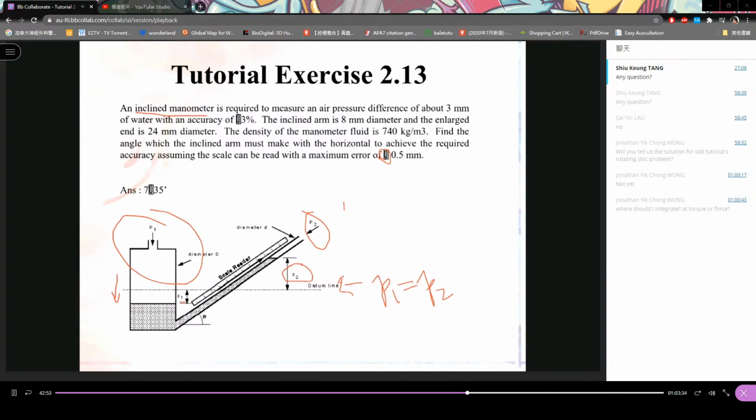Here we usually set this to 0. This is the point where you set your reference scale. When we apply the pressure, you measure this part of the length along the inclination. This length you read from the scale; suppose it's L. So Z2 is known after we apply the pressure, but this one, Z1, is unknown.